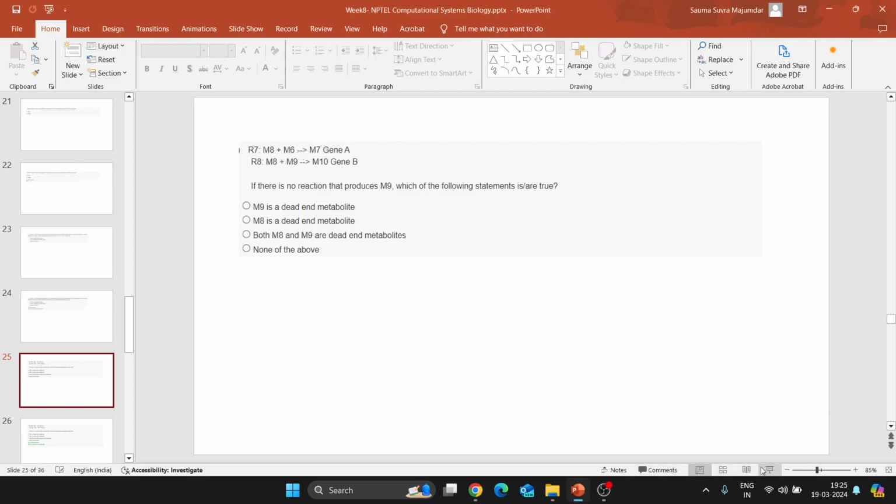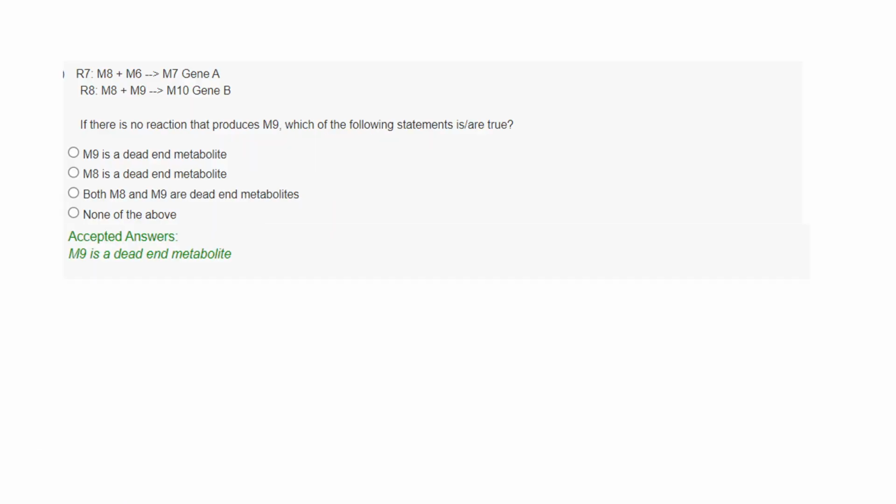M9 is a dead end metabolite. There is no reaction producing M9, and there is no reaction that is consuming M9 as well. So it is a dead metabolite. M8 isn't, because there's consumption of M8. There is no information on the production of M8, but consumption of M8 is there. So M8 is not a dead metabolite.